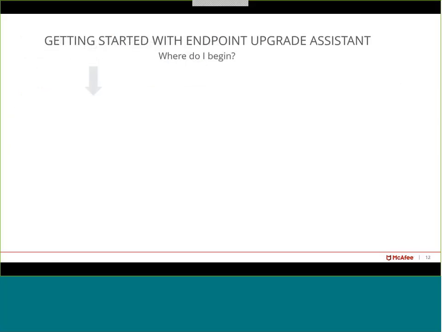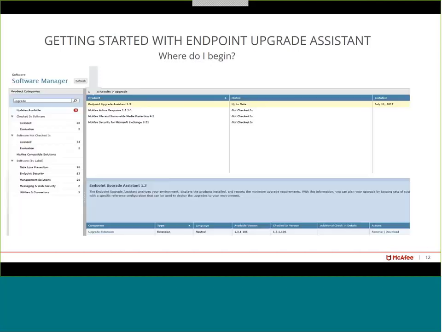But again, where do you begin? It's very simple. You're going to check in your software through your software manager. You'll notice that I'm pointing to 1.3, but I'm going to be previewing 1.4 for you today. 1.4 will be out in the next couple of weeks. All you have to do to get 1.4 is check your software manager. It will show up when it's ready. It's going to be released with our ENS.2, and you will be able to download it.